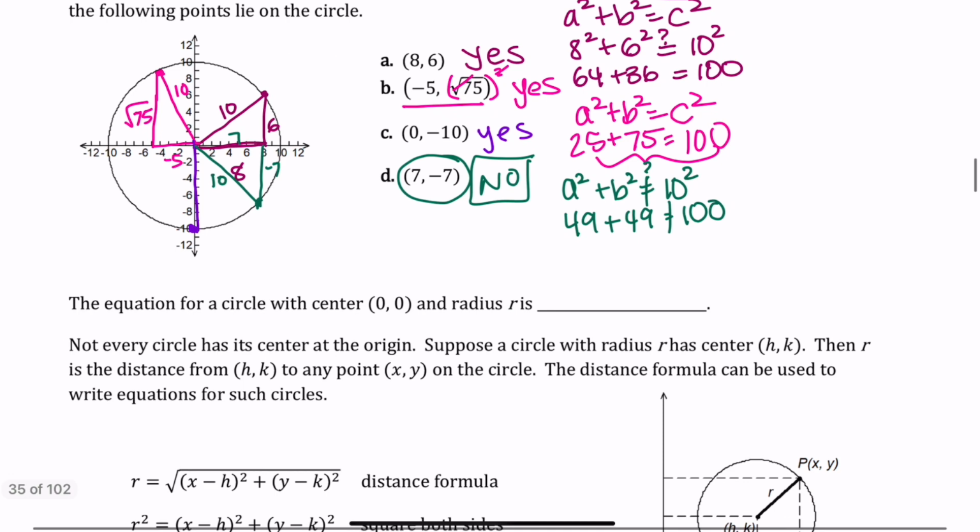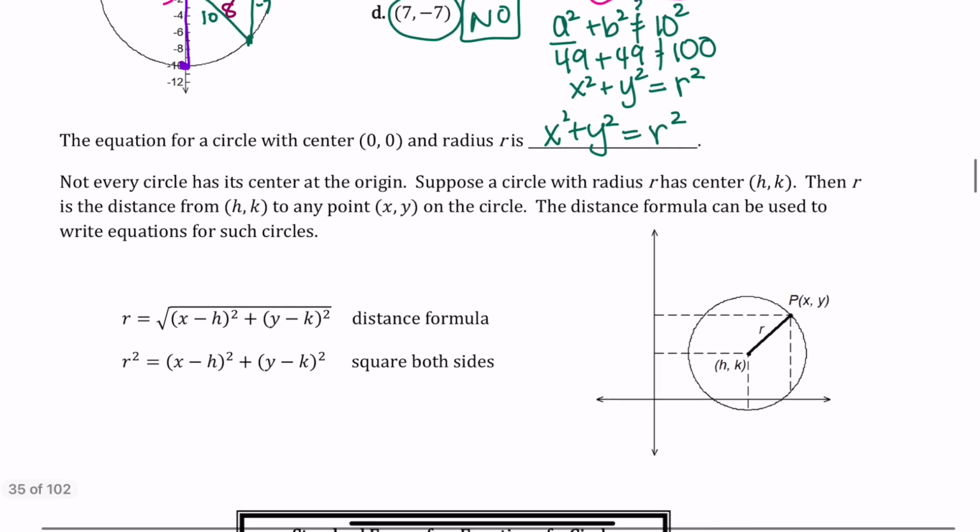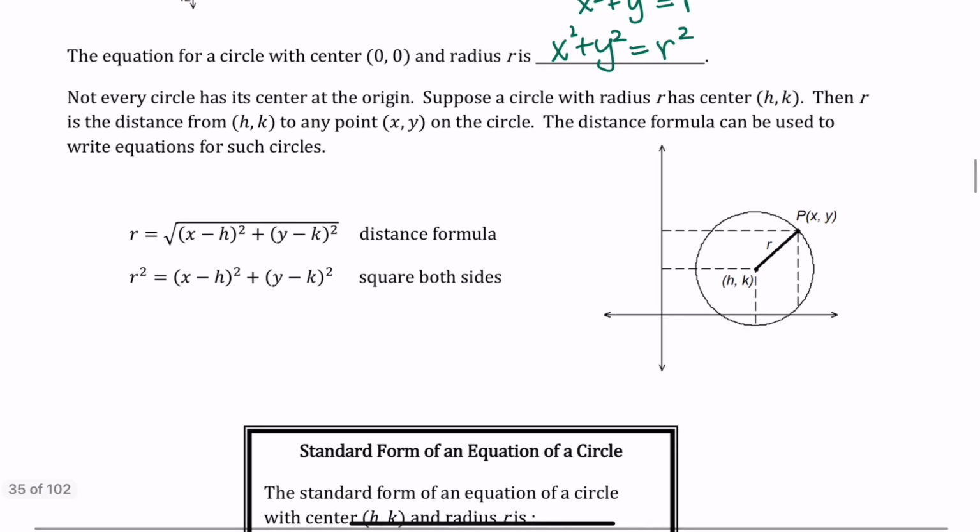So if you look at this, we always have our a squared, and a is going to be our x value, plus b squared, where b is our y value. That should equal our radius squared. And that is the equation of a circle with radius r. Now, not every circle has a center at the origin.